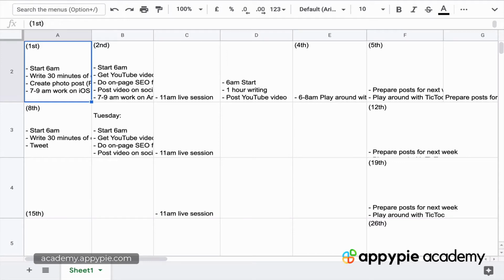Now that we have our basic structure that's pretty much replicable across the weeks, right? We scheduled our first week.